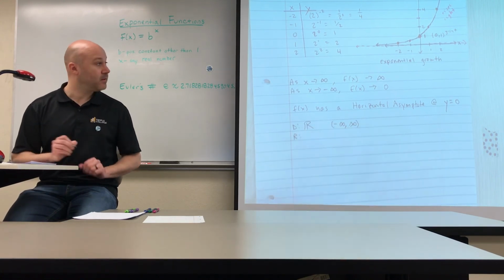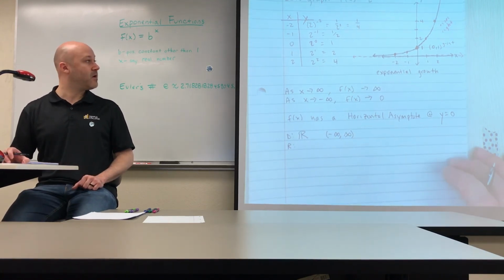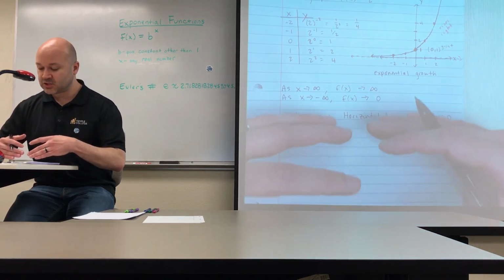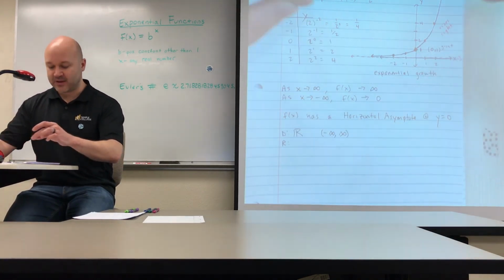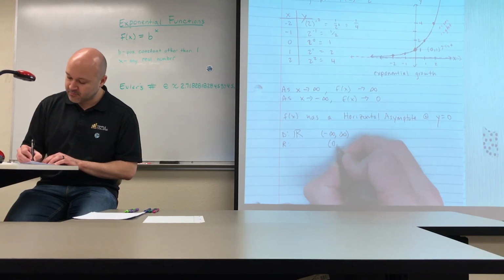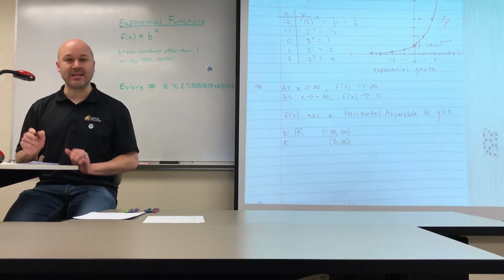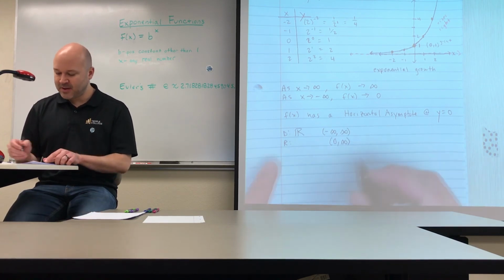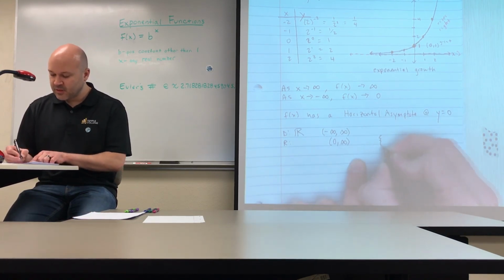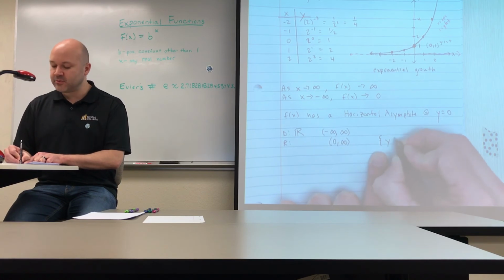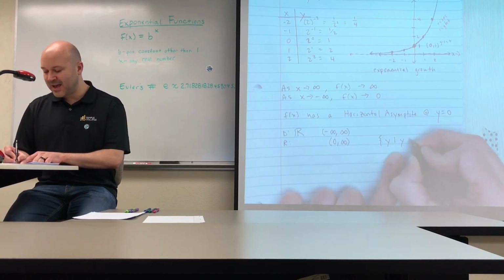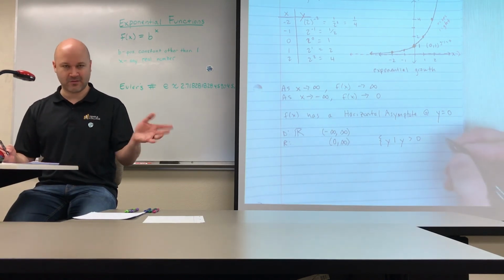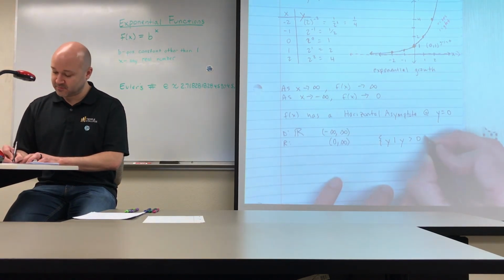Range, different story. The range includes no negatives, so I start off at zero and rise to infinity. In interval notation, or if you were to use set notation, I might say something like, the set of all y values such that y is bigger than zero, where y is, of course, real numbers.